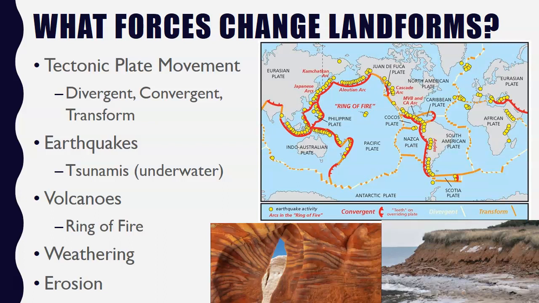Or you have glacial erosion, where large, long-lasting masses of ice move due to gravity. And this process is called glaciation, which is a change in landform by slow movement. And the Great Lakes were actually created by this type of movement.